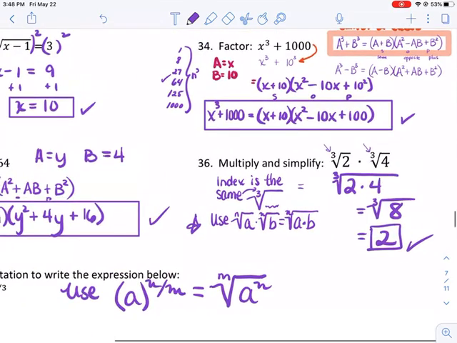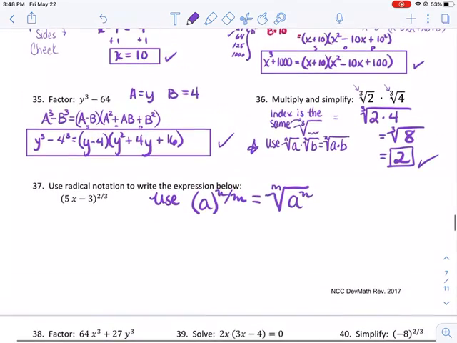Okay, and there you go. There you have it. There it is. Almost done. Coming around the bend.